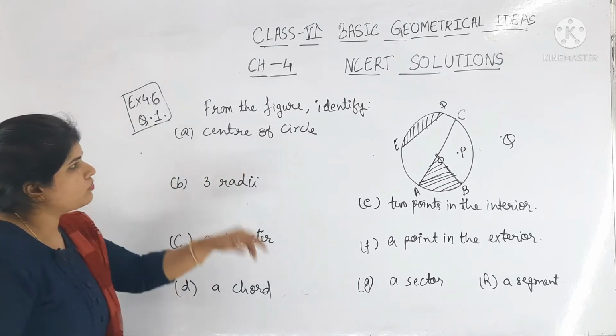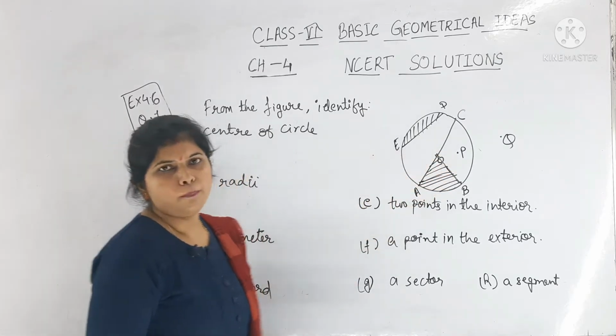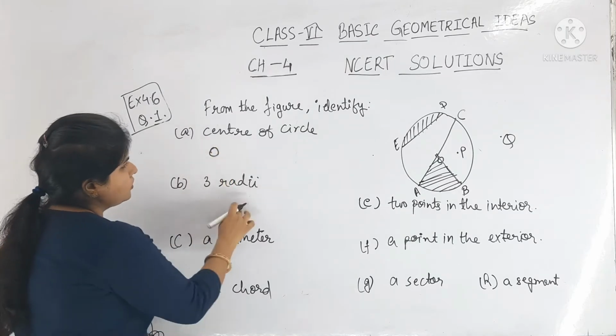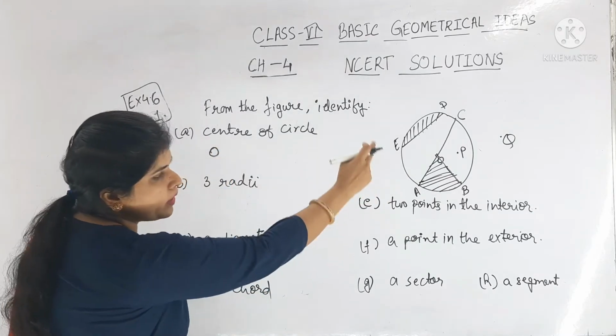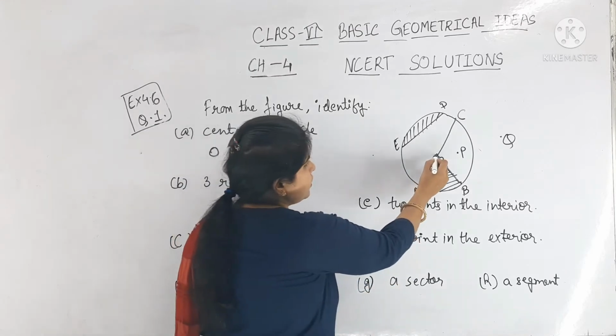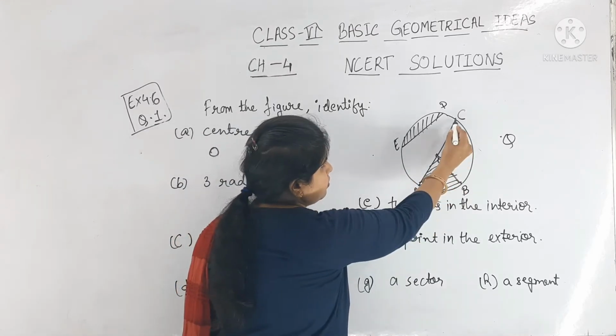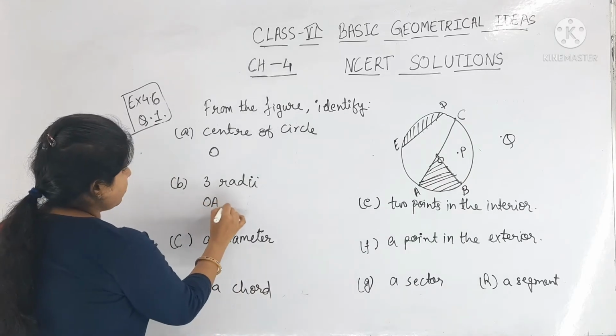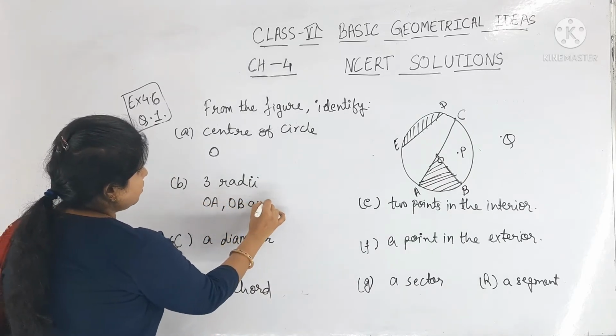So here the center of the circle is O. That is the midpoint. O is the center of the circle. There are 3 radii: OA, OB and OC. These points meet on the circle. That is OA, OB and OC.